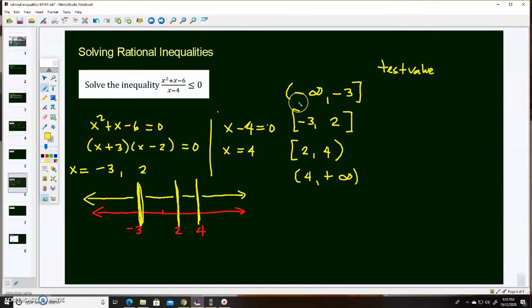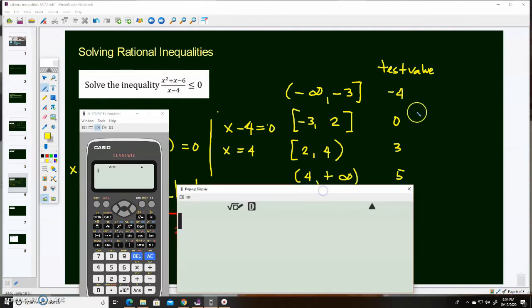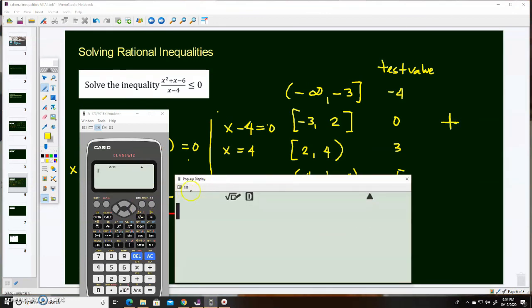So again, let's have this as a guide. Let's use a test value for each of the regions. For values less than negative 3, I'll use negative 4. For the next region, I'll use 0. Here, I'll use 3, and in the last, 5. To help us easily get the values, let's use our calculator. You can get these values by simply substituting negative 4, then 0, then 3, then 5 for x. Actually, 0 is easy: 0 squared plus 0 minus 6, over 0 minus 4. That's basically minus 6 over minus 4, or 6 over 4, which is 3 halves, a positive. Remember, we're just after the signs here, guys.